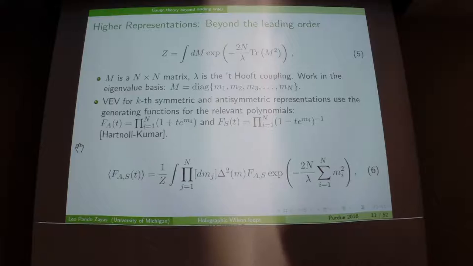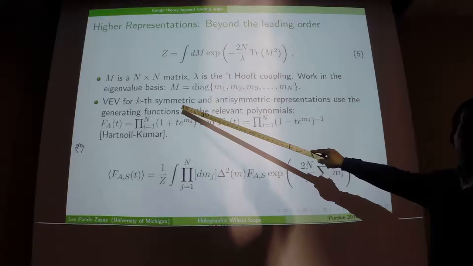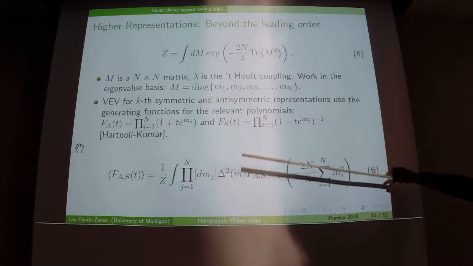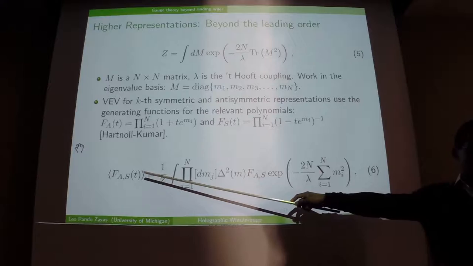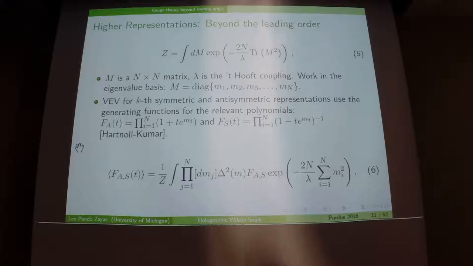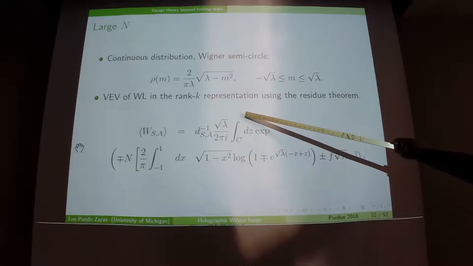So for the anti-symmetric, I need to expand this and take the coefficient of t to the k, and similarly for the symmetric. Essentially, in the context of this matrix model, this is the integral from which I can extract the generating function. So I need to take a particular coefficient, and that I implement by computing a contour integral, okay?